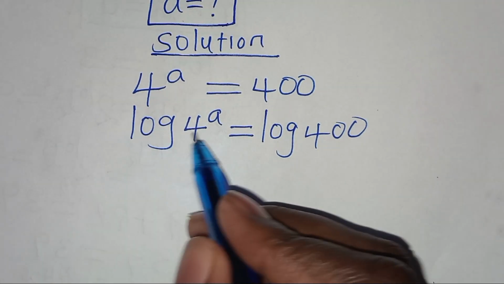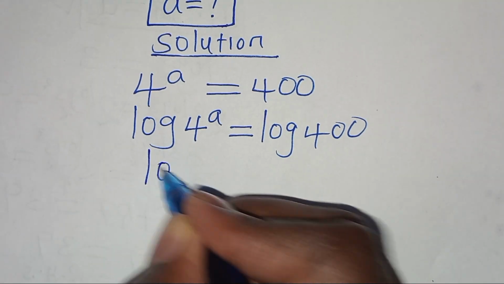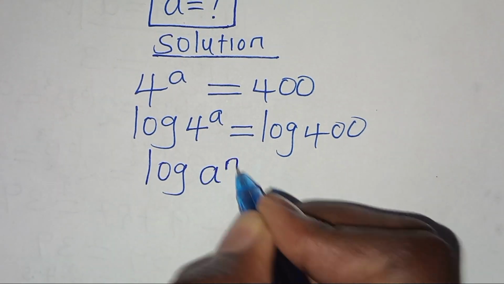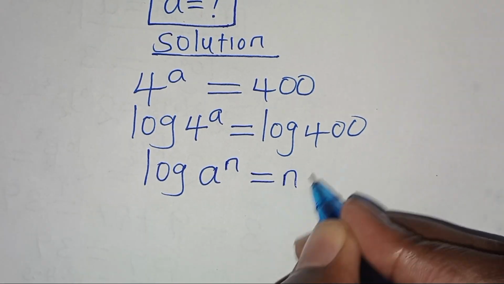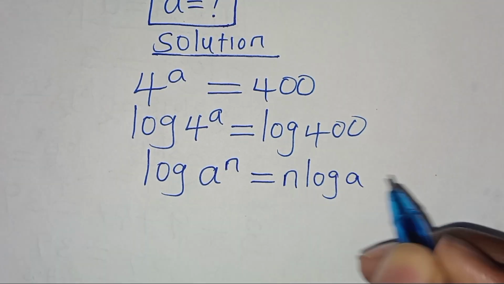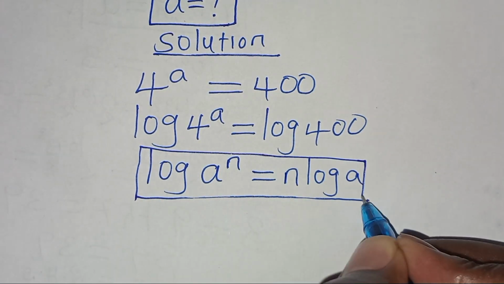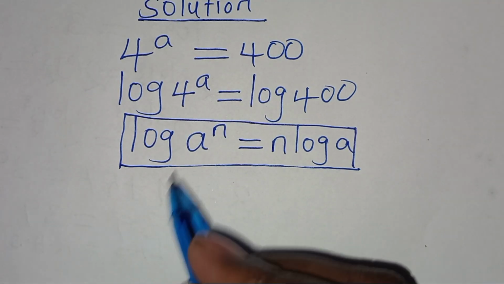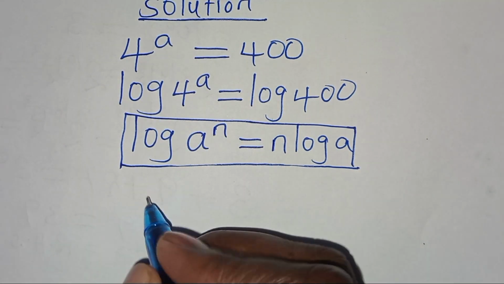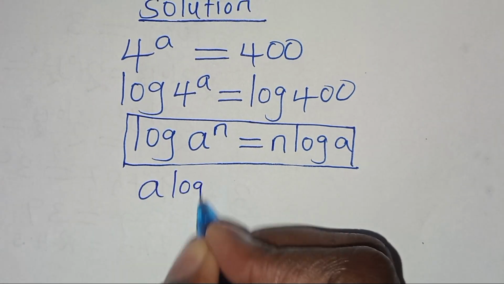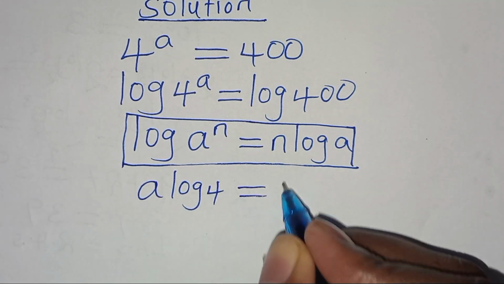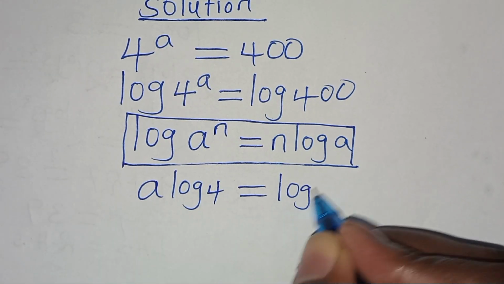We find that log 4 to power a is in the form of log a to power n, which we can express as n log a. Now, applying this logarithm property, log 4 to power a becomes a log 4, which is equal to log 400.